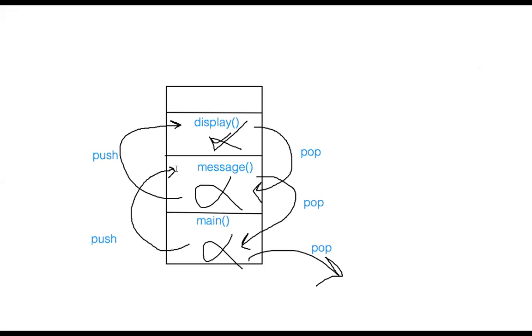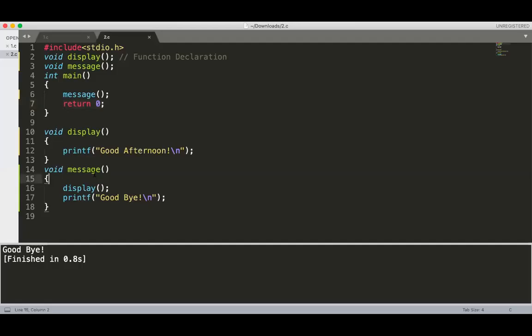Is it clear now? Main is calling message, message is calling display. Now display returns to message, message returns to main. Always remember that a function returns to the calling function only. Who has called that function, it returns to that one only. A function can be called anywhere in the whole program, not only in the main function. Any function can call any function. Even here, you can call the main function itself.